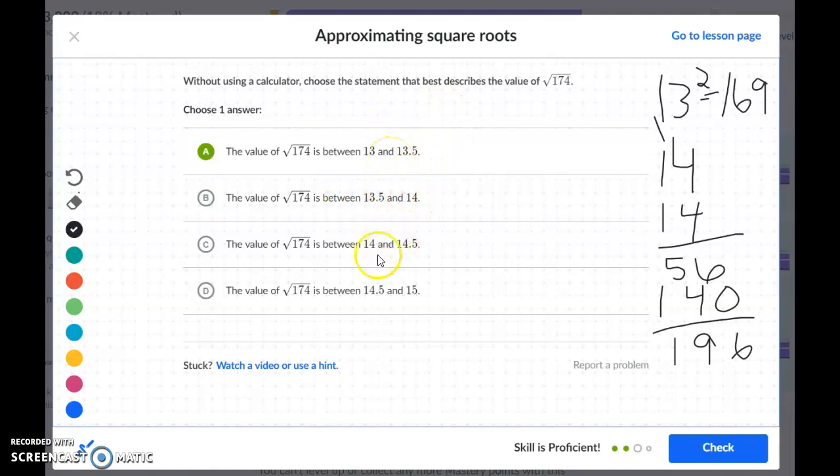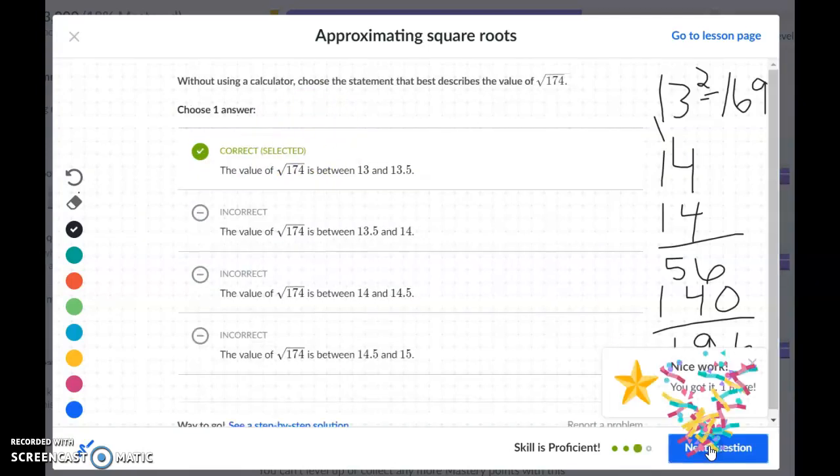So I actually don't even need to look at the rest of these, because it's definitely not more than 14. The square root of 174 is not more than 14 because the square root of 196 is 14. So it's got to be less than 14. I hope I'm making sense here. So here we go. The value of the square root of 174 is between 13 and 13.5. That is my final answer.